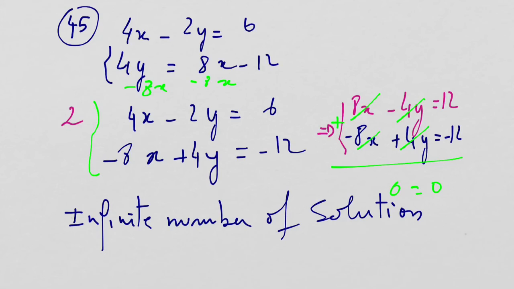Okay? And we define that as a dependent system. So if you have 0 equals 0, 2 equals 2, 4 equals 4, you end up saying it's an infinite number of solutions, a dependent system. Okay?